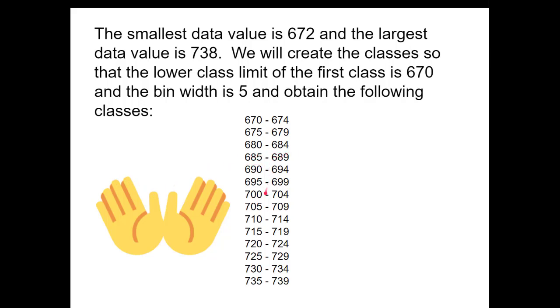And I keep going up by 5s until I get to a bin that is large enough to accommodate the greatest value, which is 738. Here I've got a bin width of 5, a bin width of 5, over and over again, and I have created 1, 2, 3, 4, 5, 6, 7, 8, 9, 10, 11, 12, 13, 14 bins in order to accommodate all the numbers.